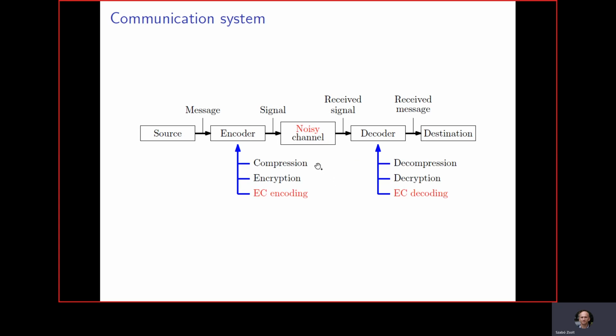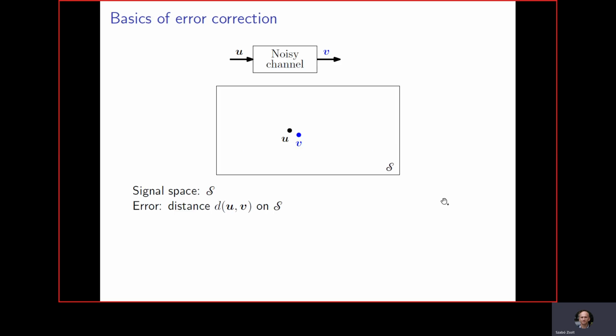The encoder is concerned with data compression, with data encryption, and with error correction encoding. The decoder basically undoes what the encoder did. It decompresses, decrypts, and decodes the received signal. Error correction is needed to protect the signal from the noise of the channel.